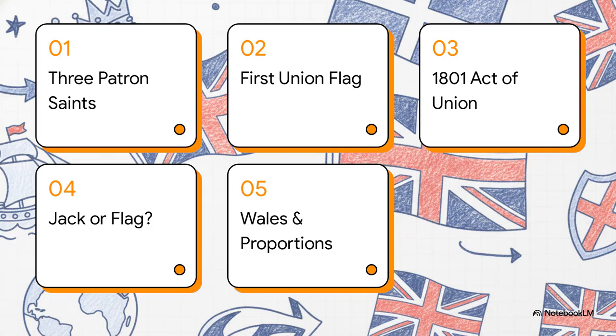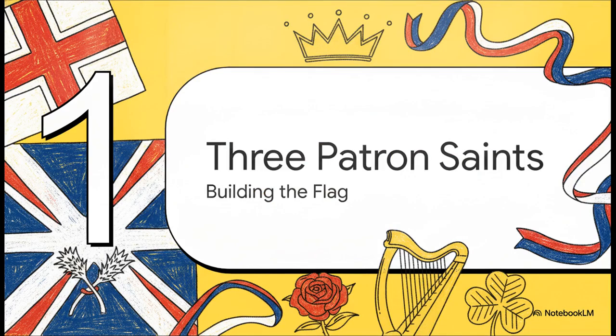Here is our roadmap for today. First, the three patron saints. Second, the first Union flag. Third, the 1801 Act of Union. Fourth, the Union Jack versus Union flag debate. And finally, whales and flag proportions. Let's jump right into Section 1, the three patron saints.